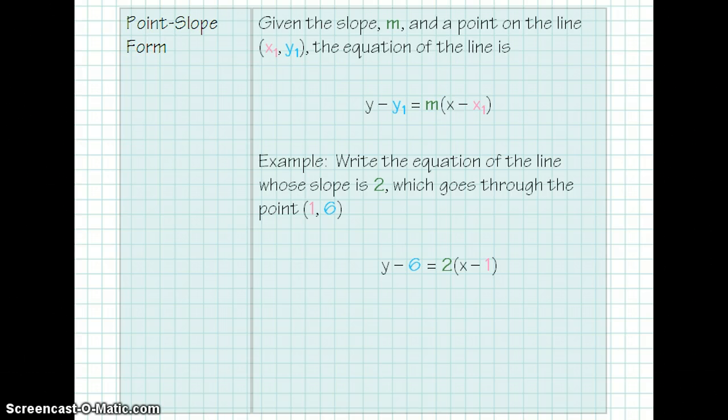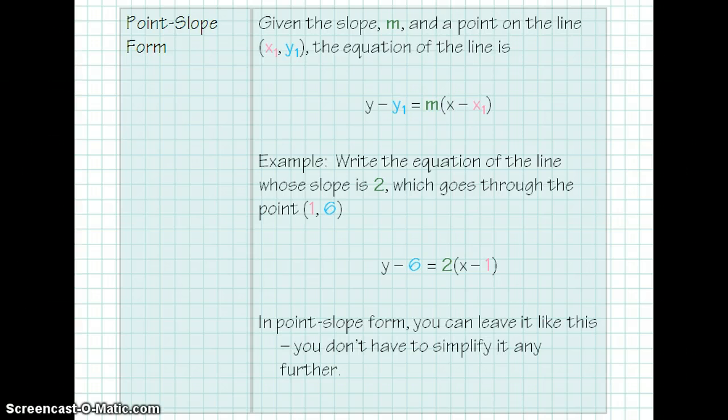Now I know it may bother some of you, but this is actually my final answer. Sometimes it bothers me and sometimes I think it's cool. But if you're writing something in point-slope form, this is how you leave it. Because you've got your point, you've got your slope, you're done. You don't have to simplify it any further.